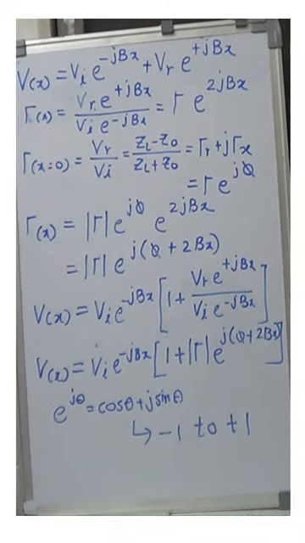So in the first equation, Vx is equal to Vi e raised to minus j beta x plus Vr e raised to plus j beta x. As you know, this is the addition of two signals. One signal is in the direction from source to load, and the second, Vr e raised to plus j beta x, is from load to source. And for the load boundary condition we assume x is equal to 0.